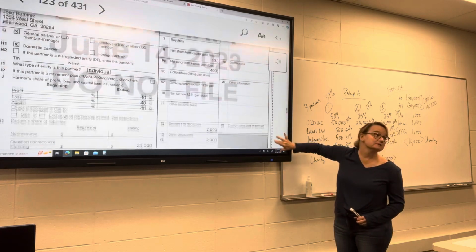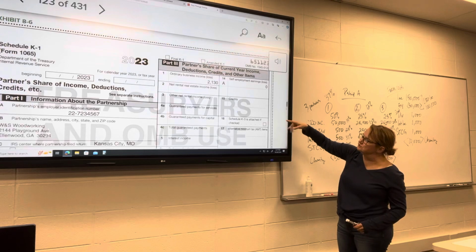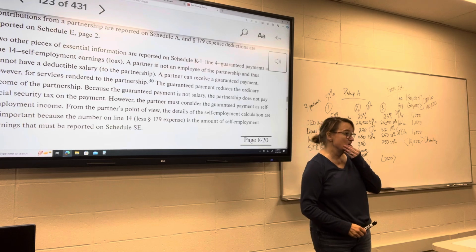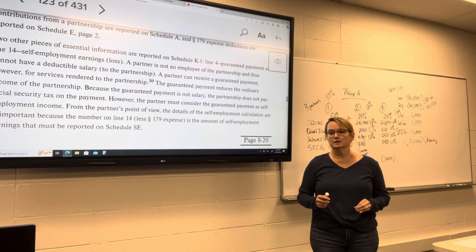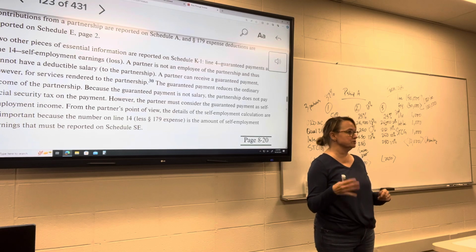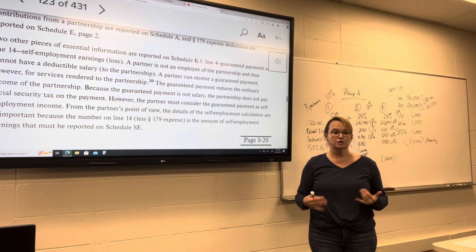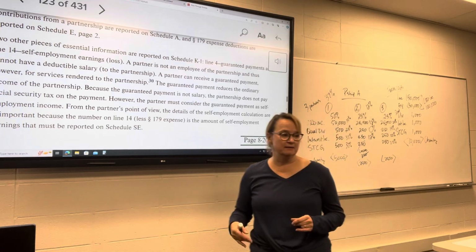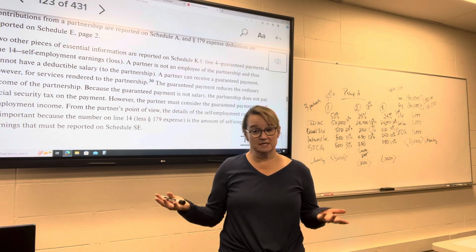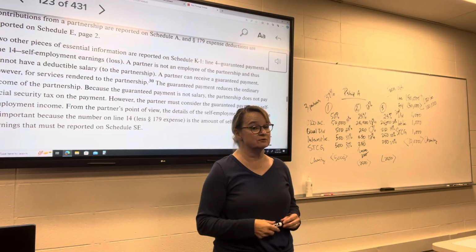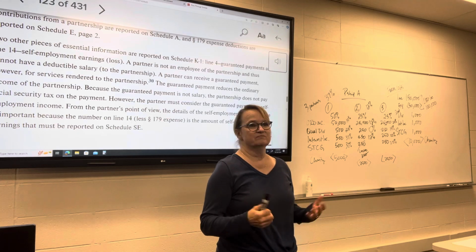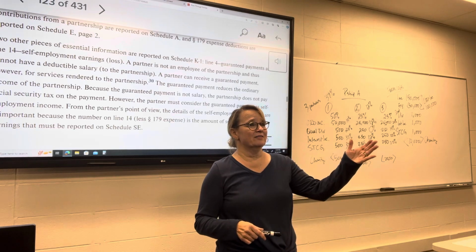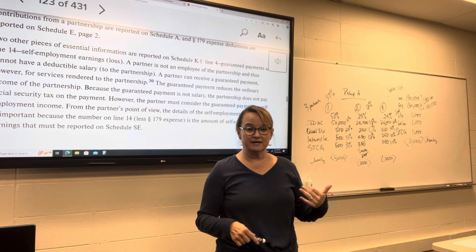Okay, so guaranteed payments. I said I'd talk to you about these guaranteed payments. Partners in partnerships are not employees. If you are a partner in a partnership, even if you contribute services to that partnership, you don't get a salary. You don't get a W-2. What you can get is called a guaranteed payment. It is what it says it is. It's a guaranteed payment. So if you provide services to the partnership and you're paid, say, $1,000 a month for those services, you will have $12,000 of guaranteed payments.